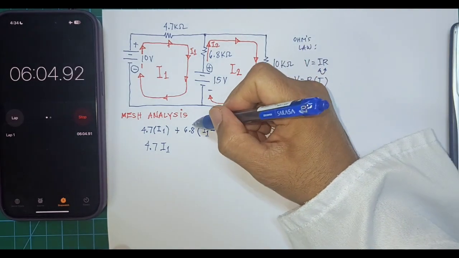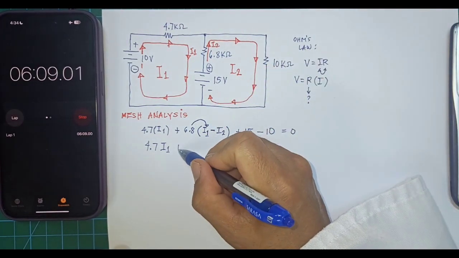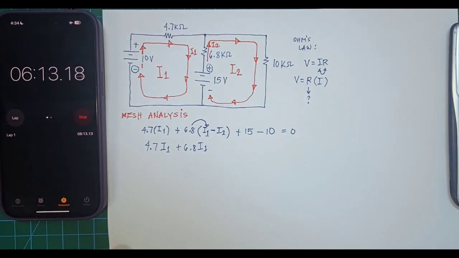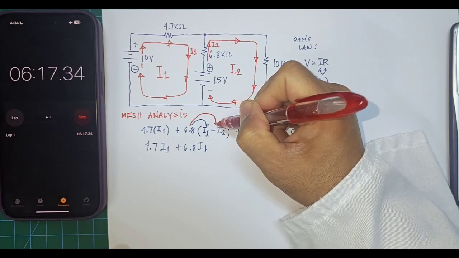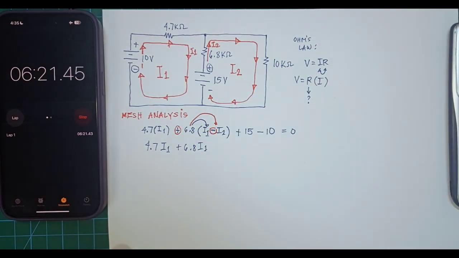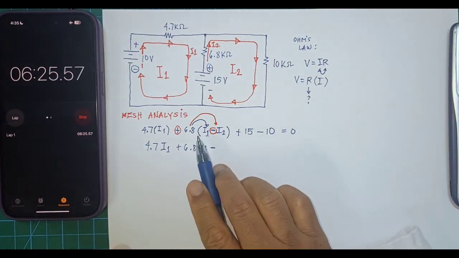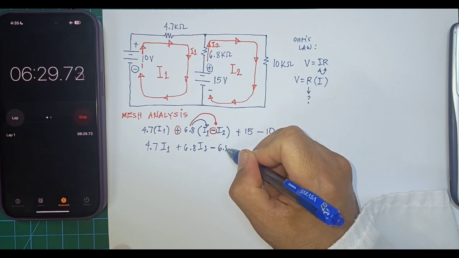Now, if you multiply 6.8 by I1, you will get 6.8 I1. And if you multiply 6.8 with negative I2, and this is positive, we would get negative. So, negative here, and you multiply 6.8 by I2, you would get 6.8 I2.